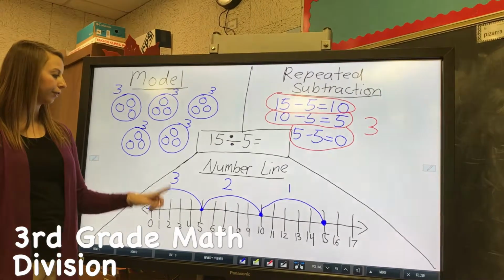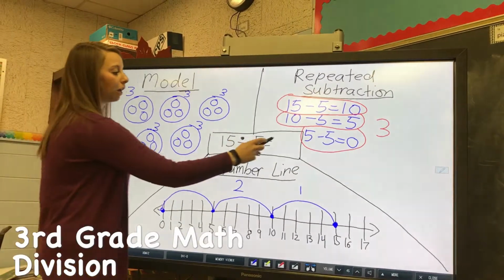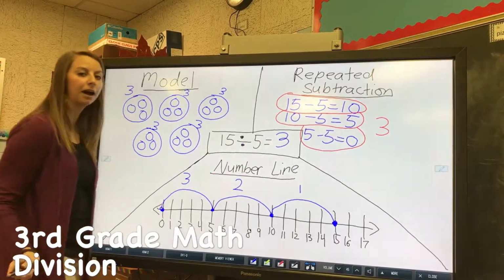And that shows you that 3 is the answer in all of the strategies, so 15 divided by 5 equals 3.